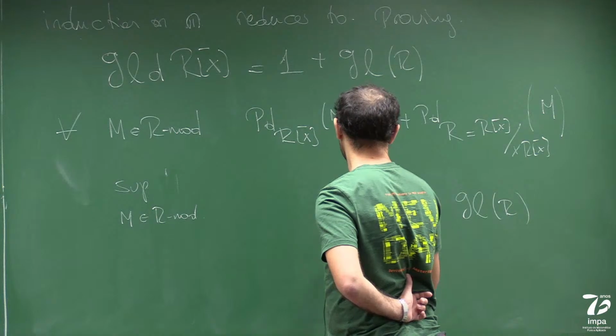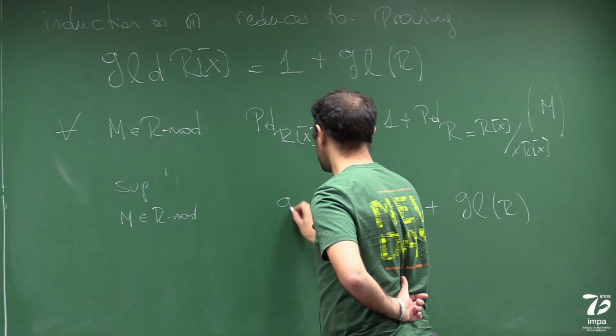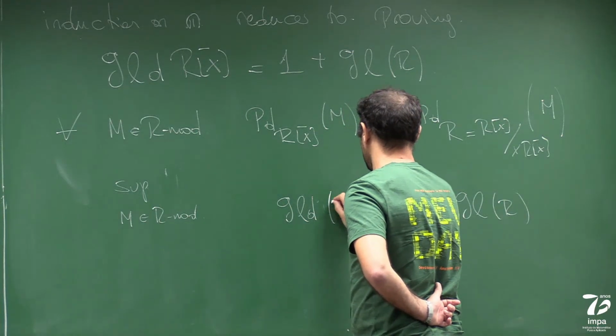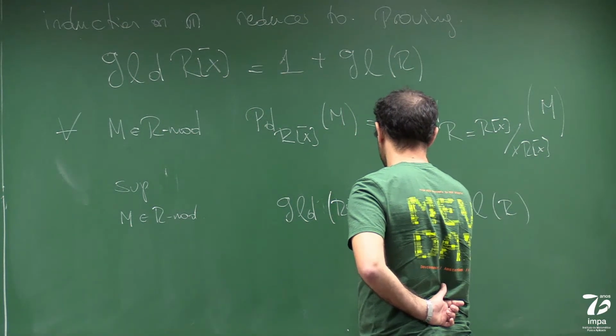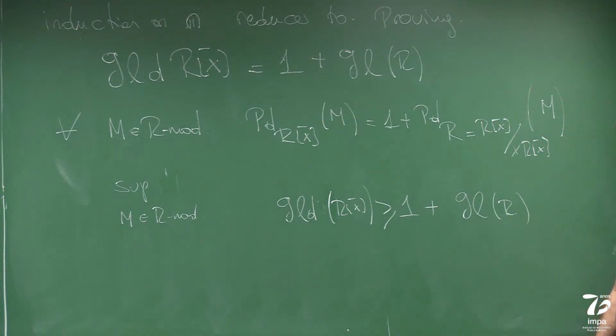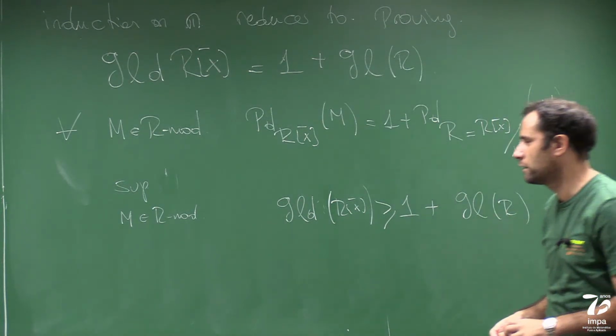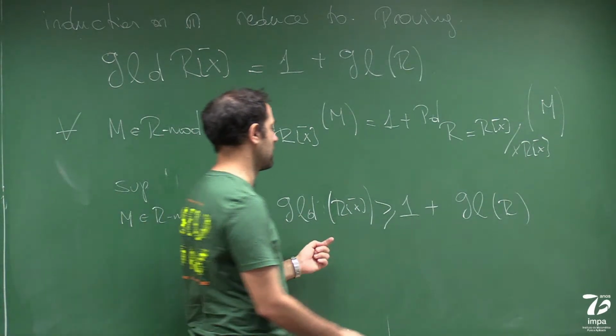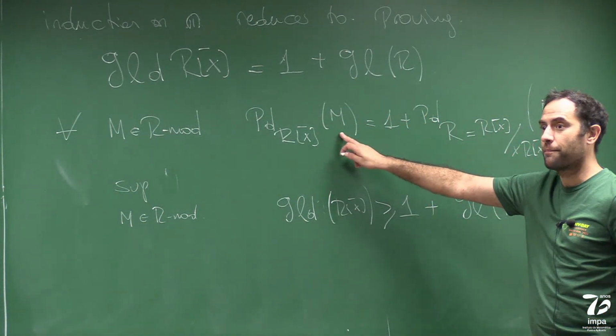Okay? So what I'm seeing is that the global dimension of R[X] is bigger or equal than this. Okay? Because I may have some R[X] modules that admit projective resolutions that are of length more than what I need here, than those modules have.